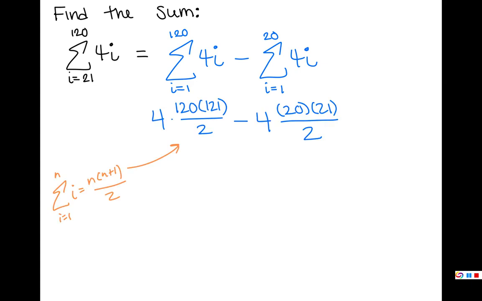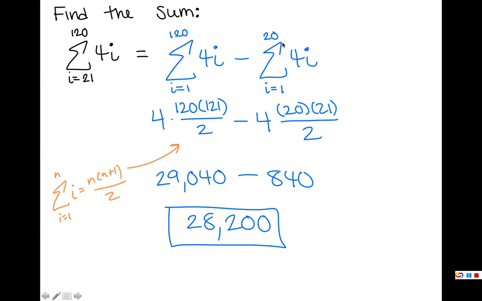All right, we can pull the 4 out front, or you can just think of it as the 4 stays there, the 4 doesn't go anywhere. So there's my 4. And then for each of these, I use the formula. The formula, I have it written down in orange. It's that n plus 1 over 2. And then I just used 120 for the first one for n. I used 20 for the second one for n. Put all of that into my calculator. And I ended up getting 28,200.